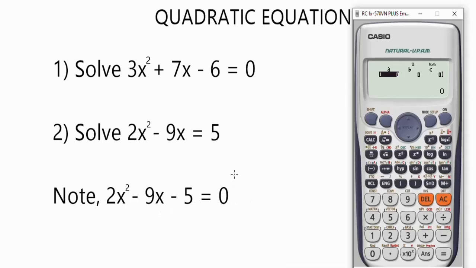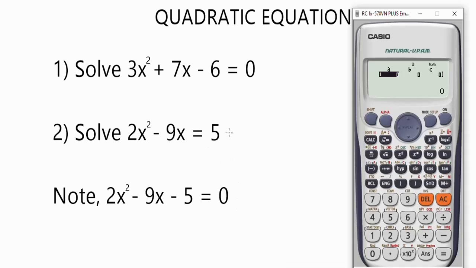Alright, so when you have this kind of problem, firstly, you know that a quadratic equation is usually equal to 0. So what you do basically here is that this one, we have 2x squared minus 9x equals 5. You move this 5 to the left side of the equation. When you do it, the right side will be 0. So that's why I have the note 2x squared. By the time you move 5 to the left side, you now have 0 at the right side of the equation. Basically, that's what you have to do.